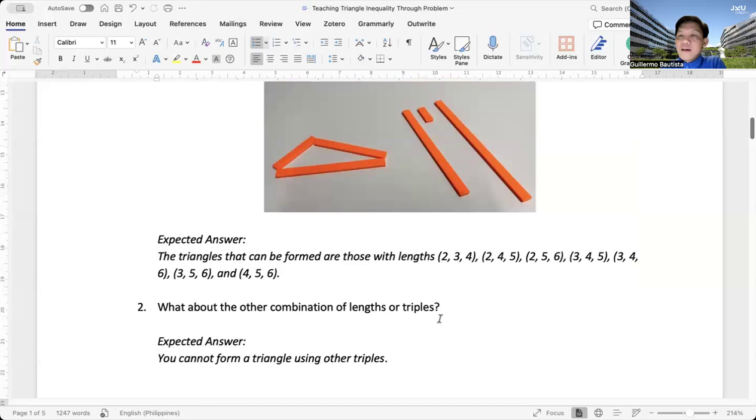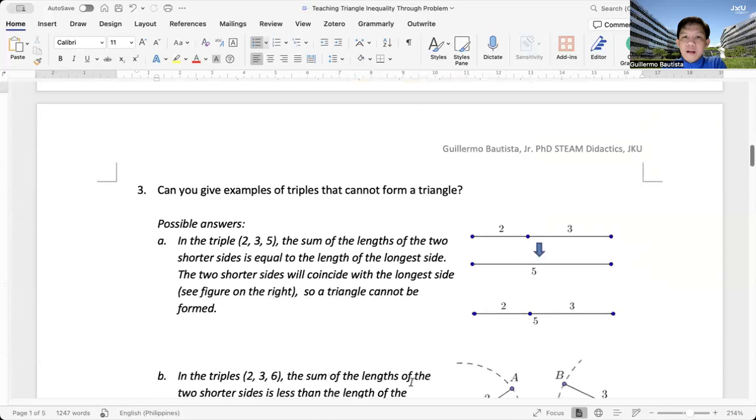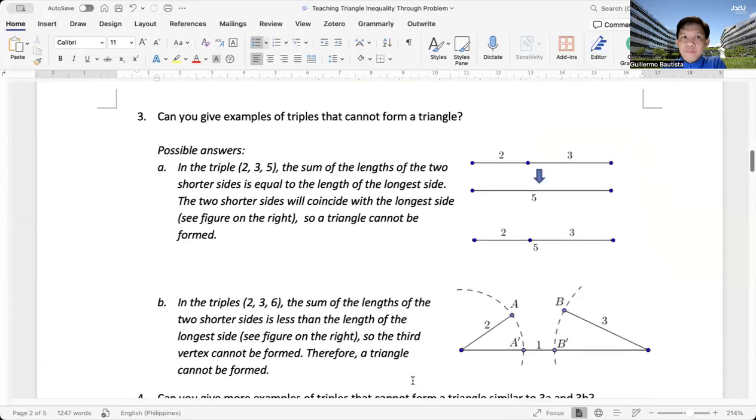And the idea is to let them discover that in some cases, they cannot form a triangle. So I'm going to ask them this, and then I'm expecting two answers. A possible answer is if the sum of the lengths of the two sides is equal to the length of the longest side. So as you can see here, we have side 1 is 2, side 2 is 3, but the third side is 5. So if you put them together, they will just form a line. So they will not form a triangle.